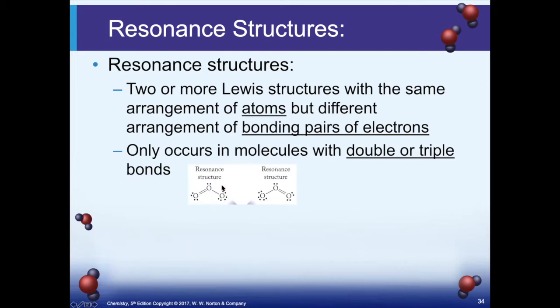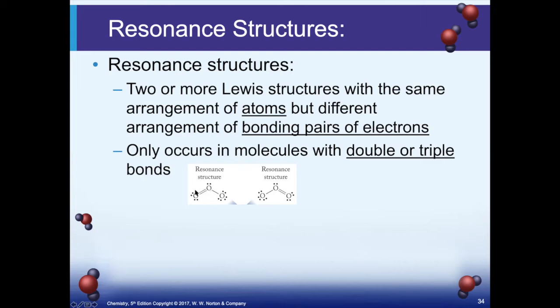Okay, so here's an example. Ozone, this is the molecule that's in the upper layers of the atmosphere that blocks a lot of the dangerous UV radiation coming from the sun. And so you can draw 2 equivalent resonance structures. If you do the Lewis structure for O3, you have to put a double bond in there.